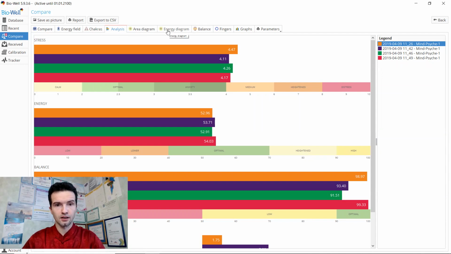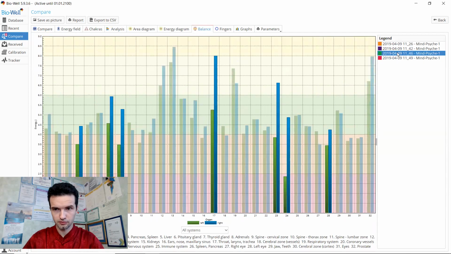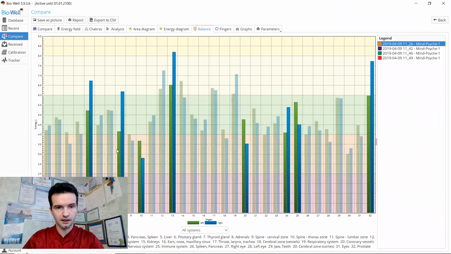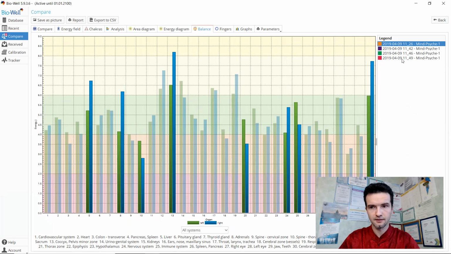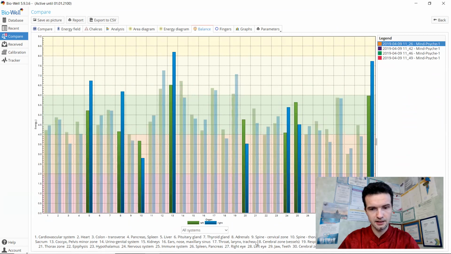So if we go to the balance chart and click through the 4 scans that we've made, we will find out that column number 8, that you can see here, is constantly highlighted, constantly imbalanced. And number 8 is adrenals. It means that the adrenals are constantly imbalanced, and their function is handling the stress.